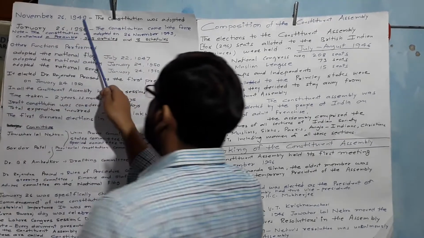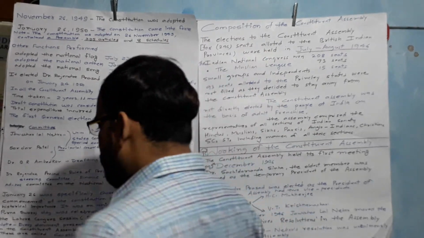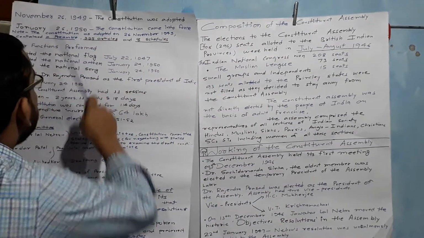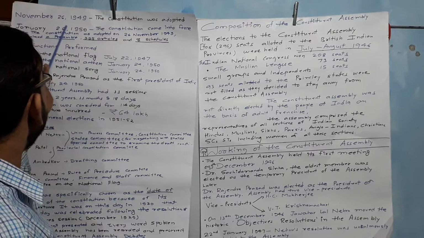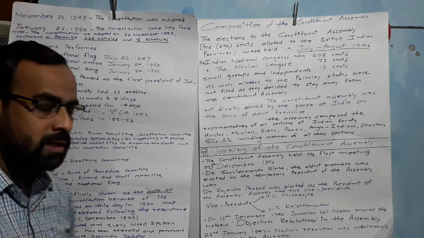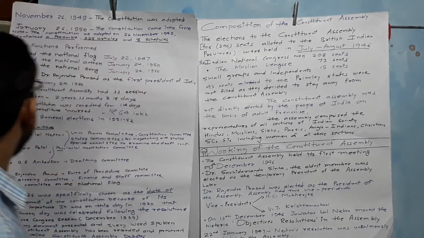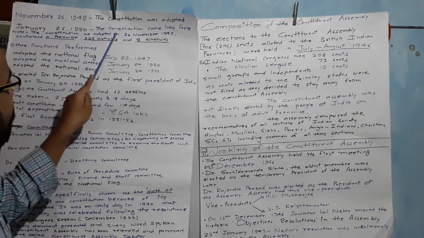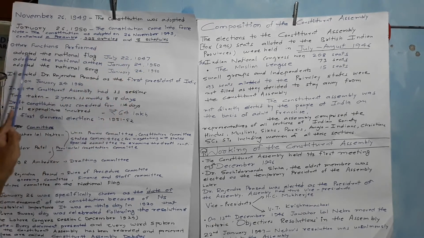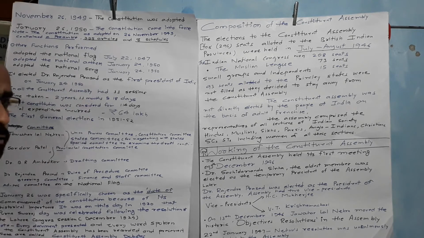On 26 November 1949, the Indian Constitution was adopted. On 26 January 1950, the Constitution came into force. The Constitution, as adopted on 26 November 1949, contained a preamble, 395 articles and 8 schedules at the time.